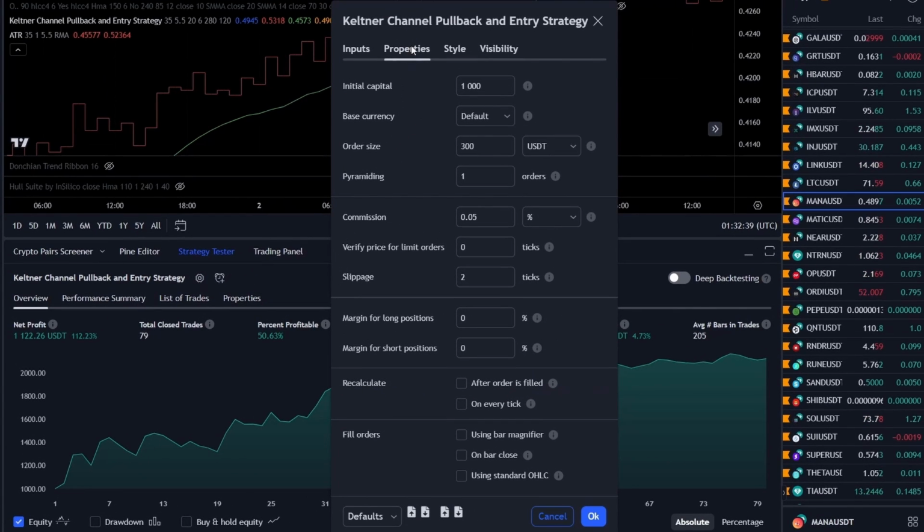Oh, I forgot to mention one thing. If you switch to the Properties tab, you can see my position sizing. I am using $1,000 for initial capital, and on each trade I am investing $300. The commission I used is a 0.05% fee per trade and a 2-tick slippage.